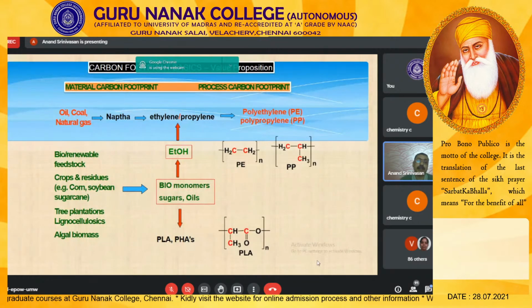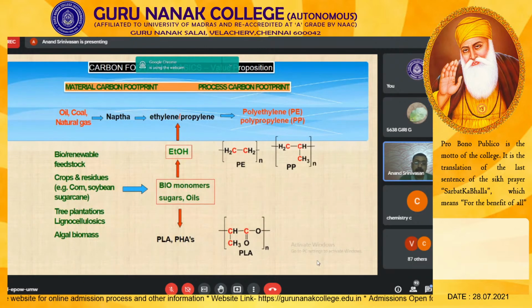So material carbon footprint and process carbon footprint. So what is the material I have? I have the raw material: oil, coal, natural gas, from which the plastics are derived. Pretty well, plastics are byproducts of crude oil. So oil, coal, and natural gas are converted into naphtha. Naphtha is further converted into ethylene or propylene, which are the monomers. When they are subjected to polymerization, you get the corresponding polymers, polyethylene or polypropylene. So this is one of the processes by which you get the polymers.